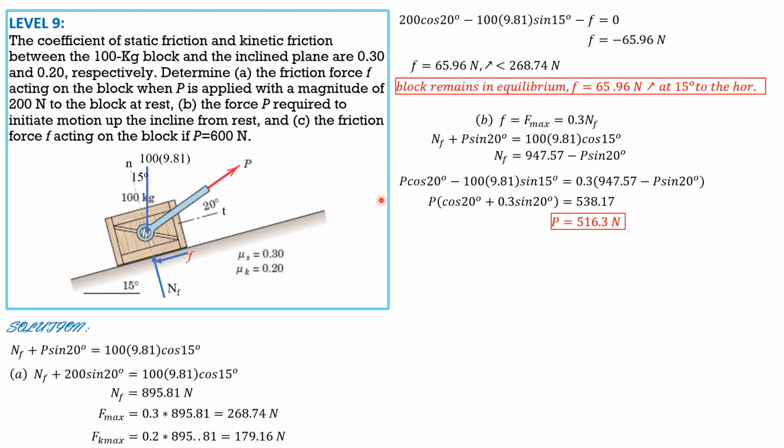Then for part C, the friction force F acting on the block if P is 600.